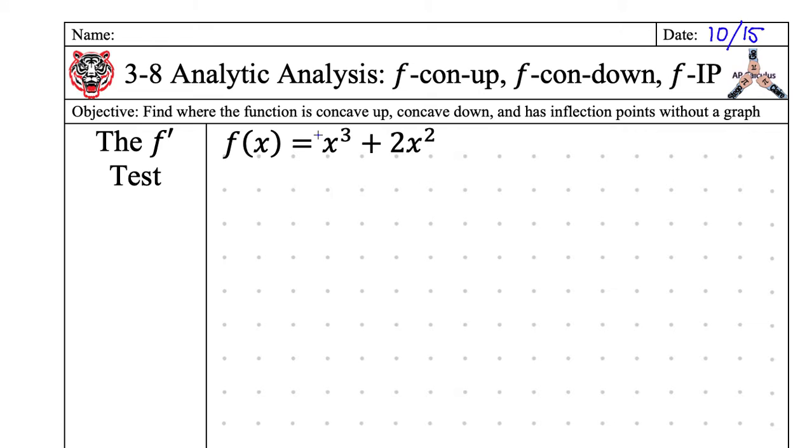If I have a function, I first will do what? You guys got this. We've been doing it all week. F prime of x. Cool. Someone do that. 3x squared plus 4x. There it is. 3x squared plus 4x. And let's find some CVs.